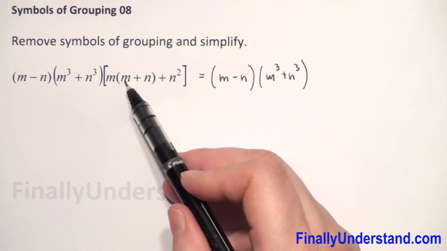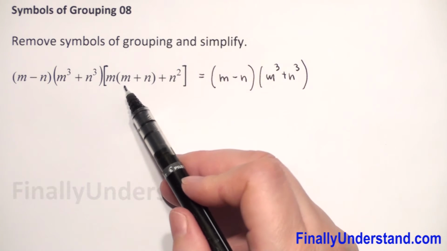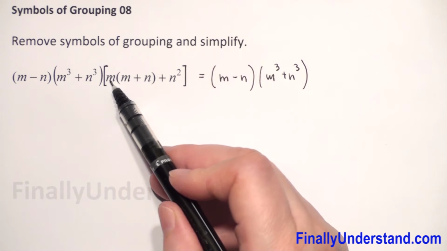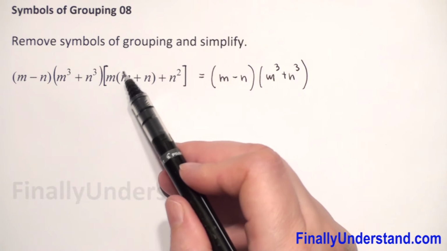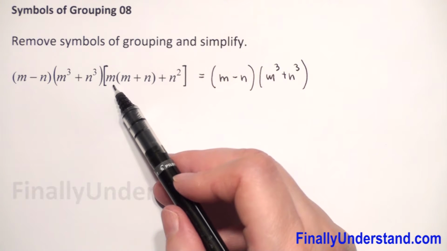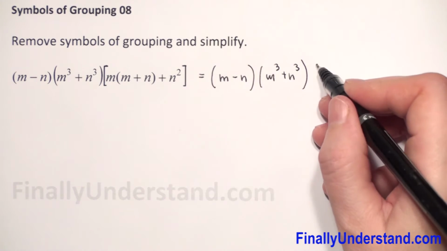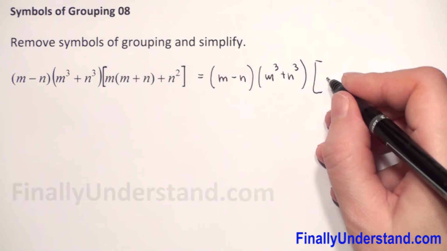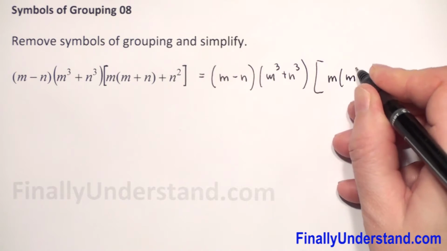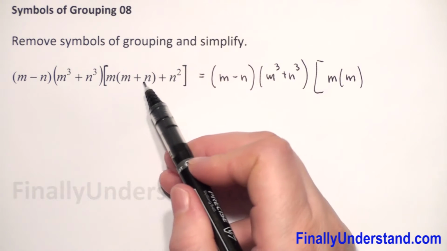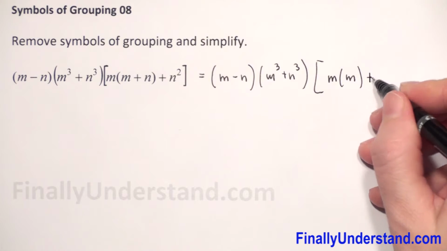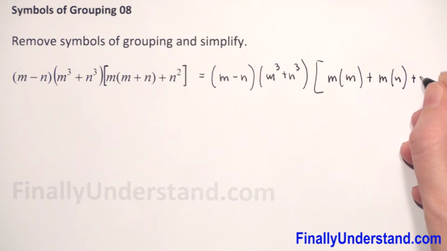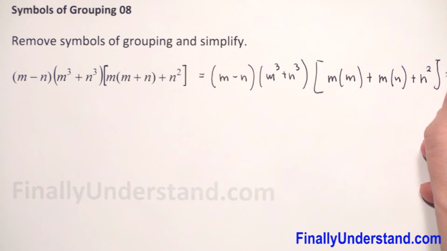Because we have m plus n in parentheses, we cannot do anything here. We have different variables. For parentheses, we have m times. So every expression in parentheses we have to multiply by m. So in brackets we will have m times m, and we have m times n. We have positive variables, so it will be a positive sign, m times n. And we have to copy n square, close brackets.